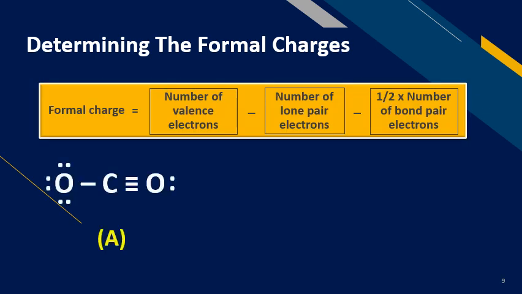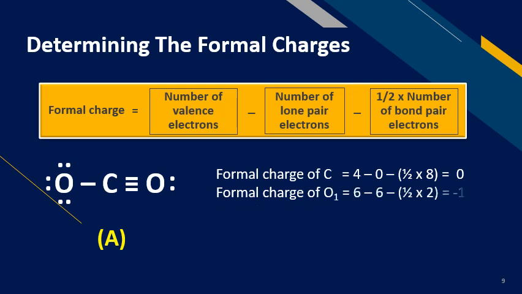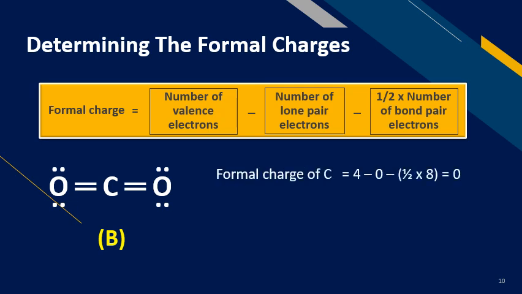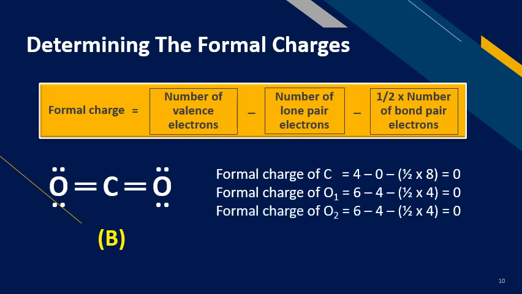Calculating the formal charge for structure A. The formal charge for the carbon atom is equal to 0. The formal charge for the first oxygen atom is equal to -1, and the formal charge of the second oxygen atom is +1. Calculating the formal charge for structure B, we obtain the formal charge for the carbon atom equal to 0, the formal charge for the first oxygen atom equal to 0, and the formal charge of the second oxygen atom is also 0.